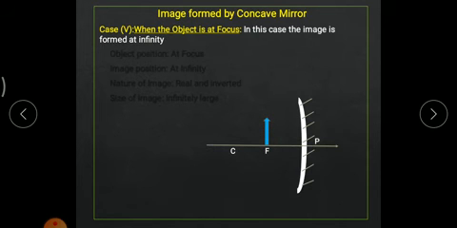Again, I have to take two rays in order to get an image. So the first ray I am taking is an incident ray which is parallel to the principal axis, and as per the rules, it will pass through the focus. This is the reflected light ray. It is passing through the focus.